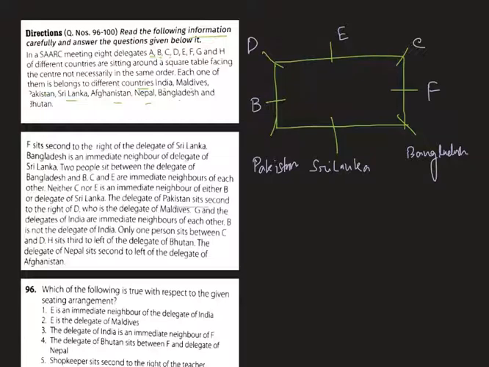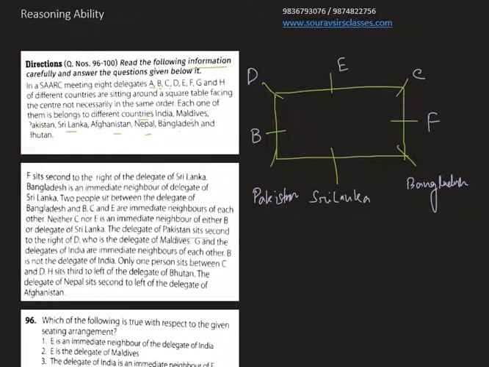Who is the delegate of Maldives? D is the delegate of Maldives. Now G and the delegate of India are immediate neighbors of each other. If this is G and this is India, then the statement is true. They are immediate neighbors of each other. B is not the delegate of India. Only one person sits between C and D. And this is E.